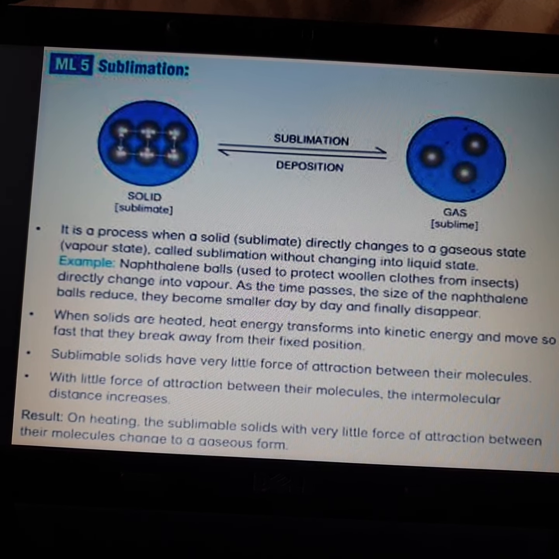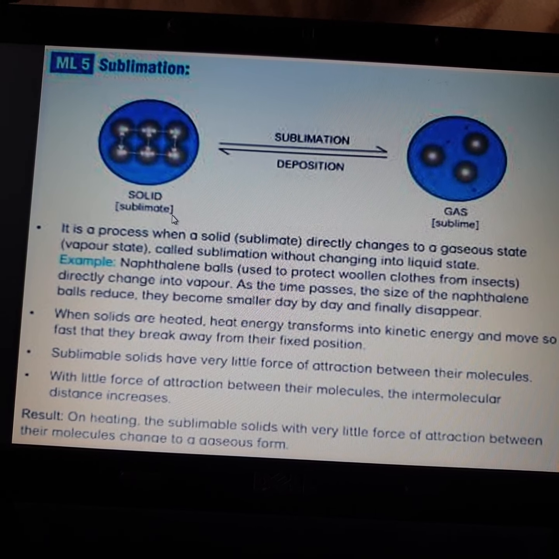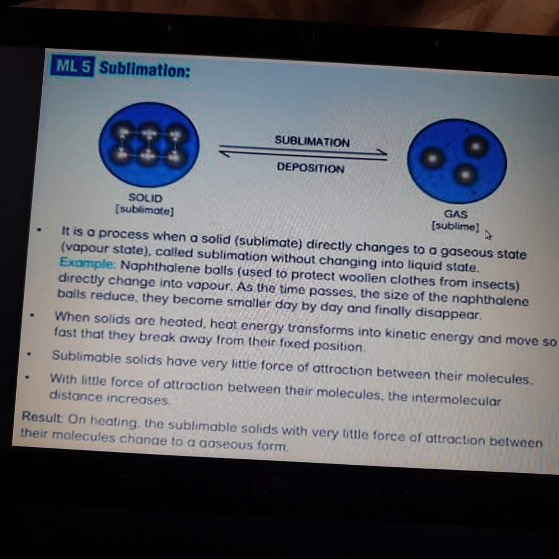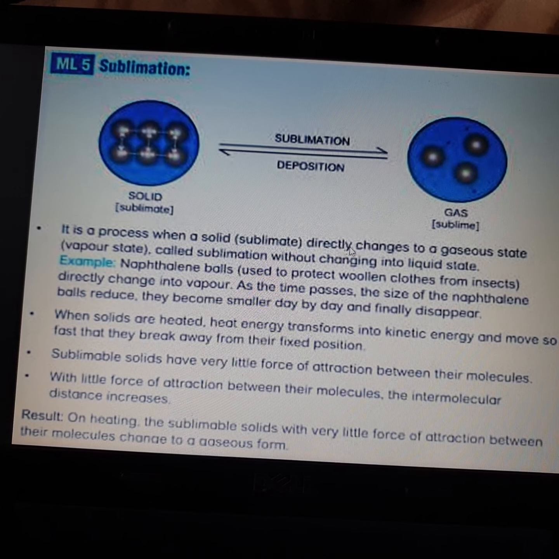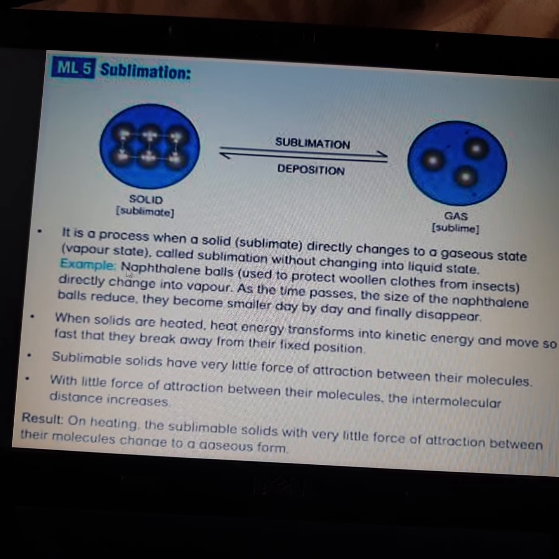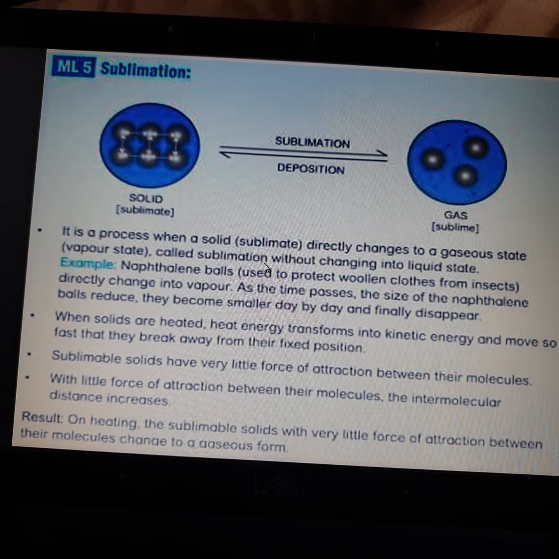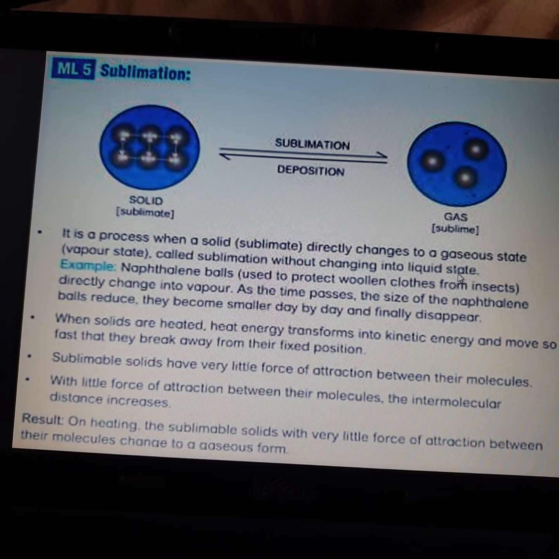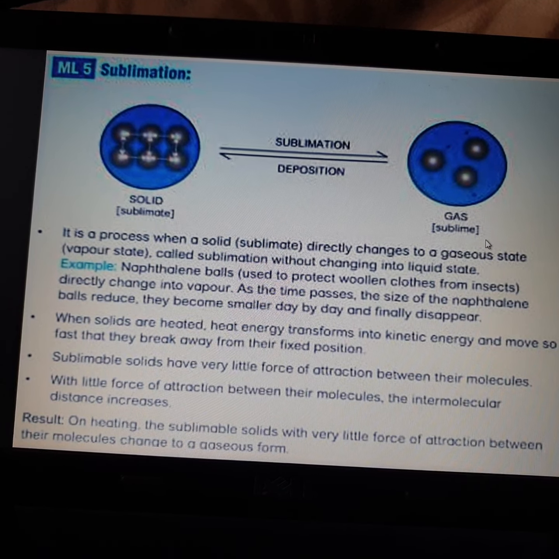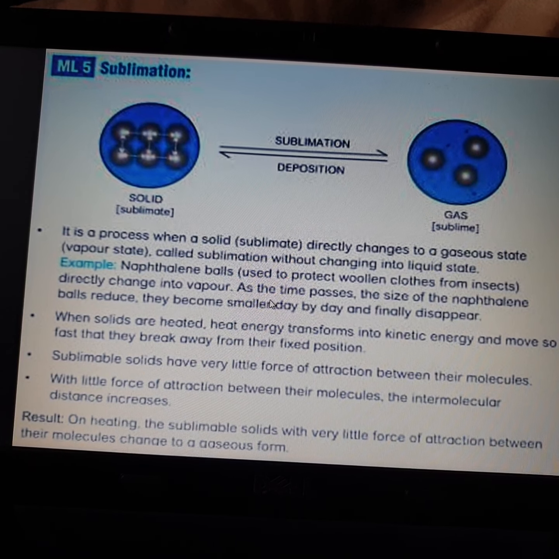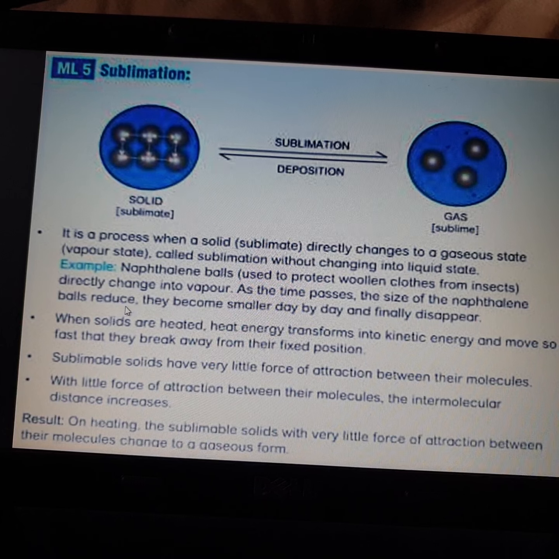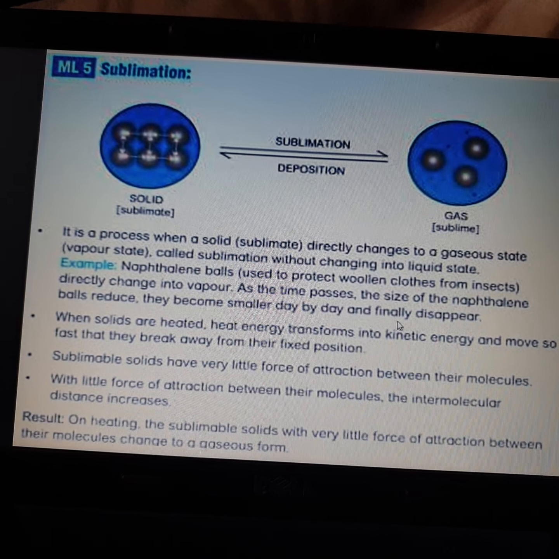Next is sublimation. Now solids change into gas. It is a process when a solid, that is a sublimate, directly changes to a gaseous state, or we can call it a vapor state, without changing into a liquid state. It should not change into liquid, it should directly get converted from solid to a gas. Example, naphthalene balls used to protect woolen clothes from insects directly change into vapors. As time passes, the size of the naphthalene balls reduces. They become smaller day by day, and finally disappear.